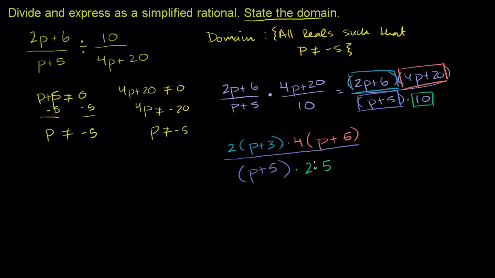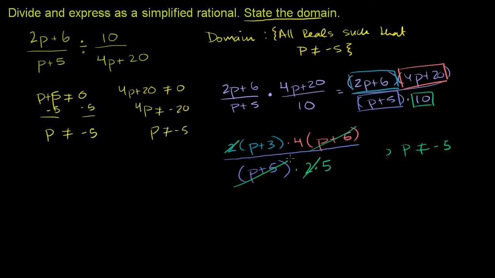Now let's see what we can simplify. And of course, this whole time we have to add the caveat that p cannot equal -5. We have to add this restriction on the domain in order for it to be the same expression as the one we started off with. Now, what can we cancel out? We have a 2 divided by a 2. Those cancel out. We have a p plus 5 divided by p plus 5. We know that p plus 5 isn't going to be equal to 0 because of this constraint. So we can cancel those out.